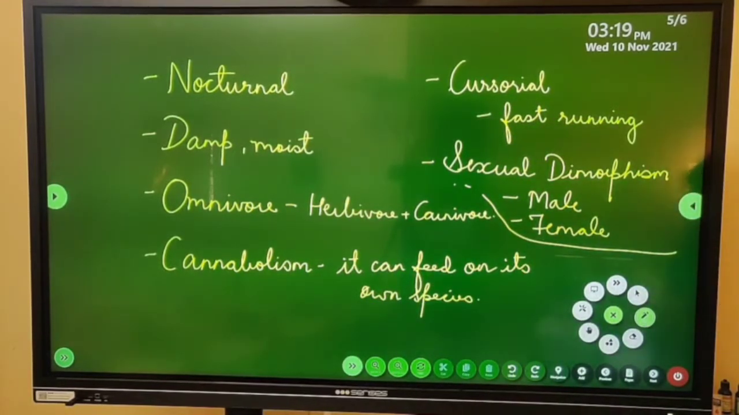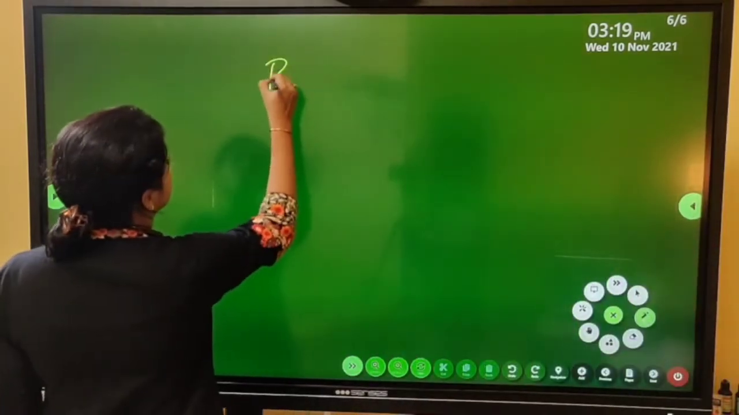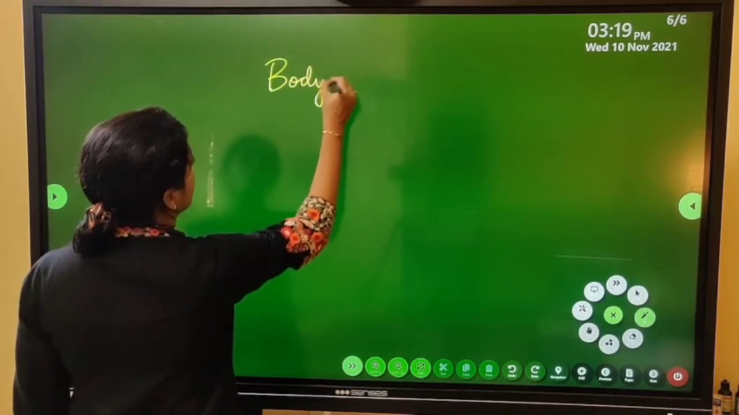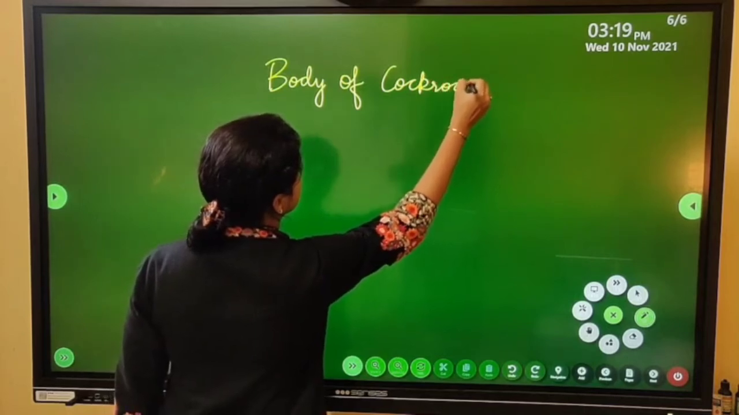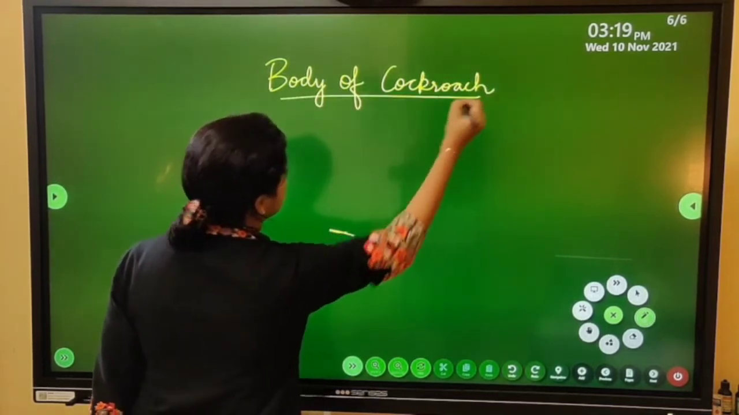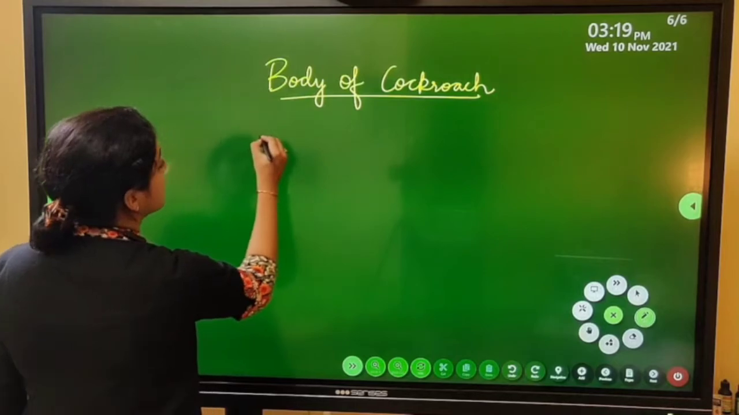All these points are very important with the cockroach, that is, all these characteristics. Nocturnal है, damp, moist places में मिलेगा. Omnivore है, cannibalism दिखाएगा. Cursorial है, sexual dimorphism दिखाएगा. Now, if we see the body of the cockroach, the body of cockroach is divided into three parts.